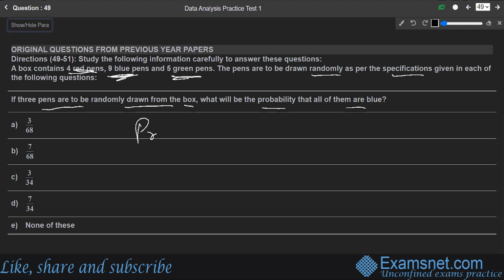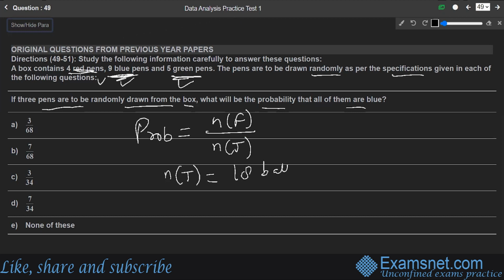First of all, the basic definition of probability is the number of favorable outcomes divided by the number of total outcomes. Let us find out the total outcomes first. For that, we need to find the total number of pens. There are 4 red, 9 blue, and 5 green. That is 9 plus 4, 13, plus 5, so 18 pens are there. This is the total number available with us.